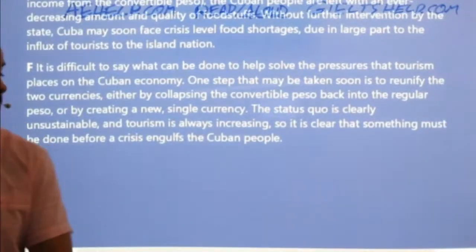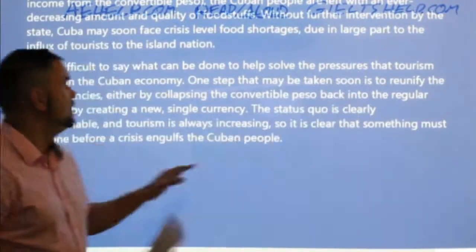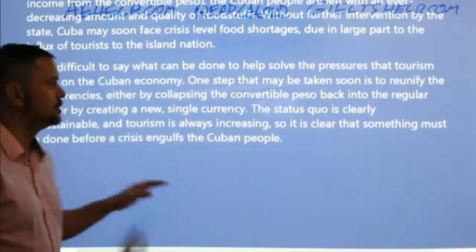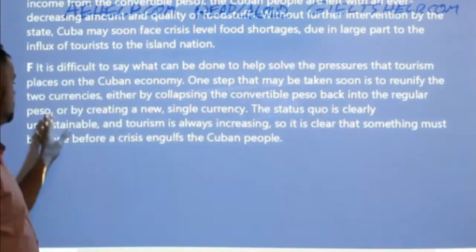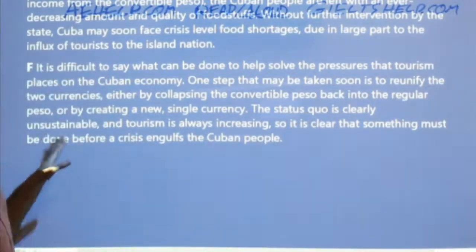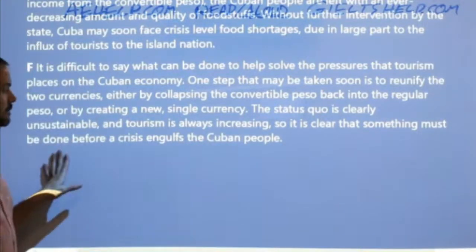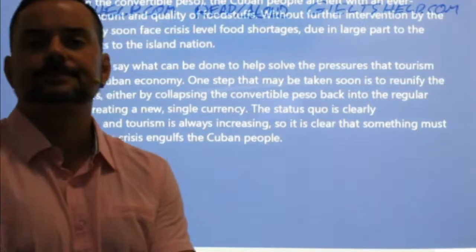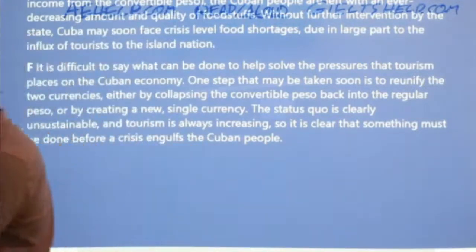I believe this is the last paragraph. Let's do this. It is difficult to say what can be done to help solve the pressures that tourism places on the Cuban economy. One step that may be taken soon is to reunify the two currencies, either by collapsing the convertible peso back into the regular peso or by creating a new single currency. The status quo is clearly unsustainable and tourism is always increasing. So it is clear that something must be done before a crisis engulfs the Cuban people. Okay, what is this paragraph about? Again, let's try to have a similar kind of idea here.